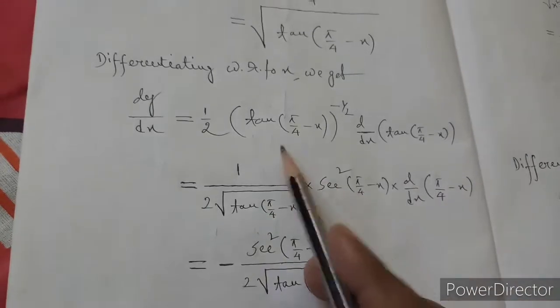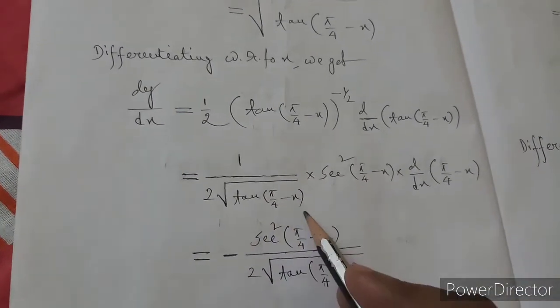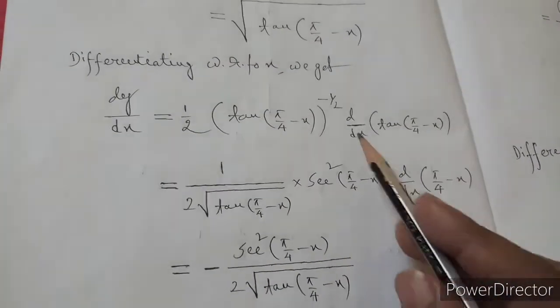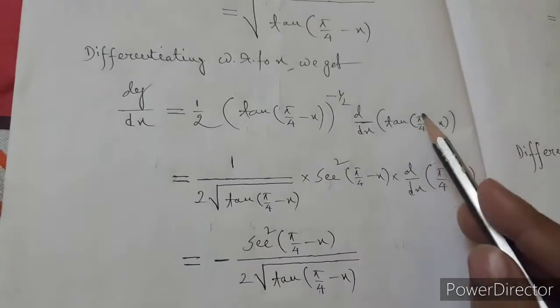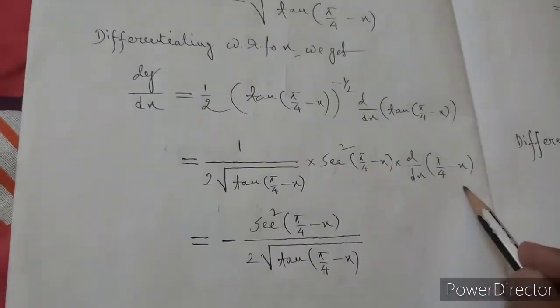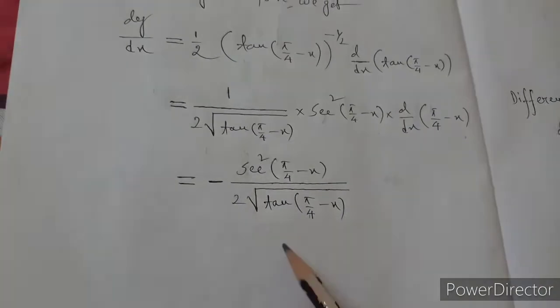So this should be 1 by 2 into root under tan (pi by 4 minus x) into the derivative of tan, which is sec square (pi by 4 minus x), into, according to the chain rule again, the derivative of pi by 4 minus x, and that should be minus 1. So the answer is minus sec square (pi by 4 minus x) by 2 into root under tan (pi by 4 minus x).